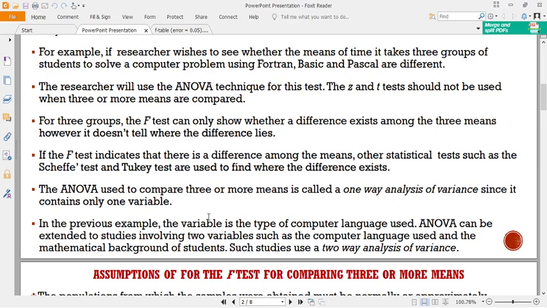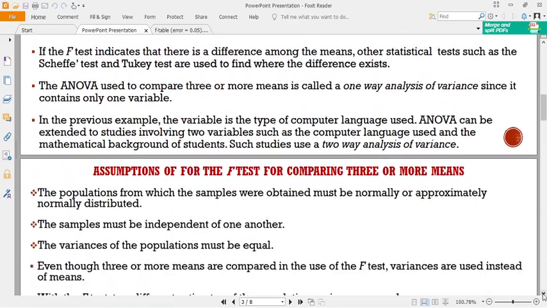But in a scenario where we have more than one variable of interest, for example, when we are looking at computer language and maybe whether the student has a mathematical background, there we have two variables under study, and such a study is termed a two-way analysis of variance, or two-way ANOVA.